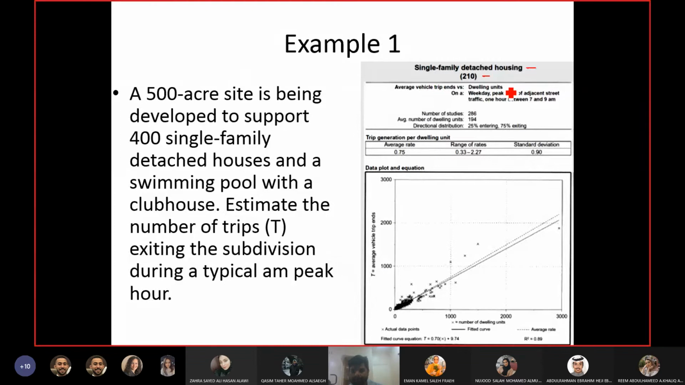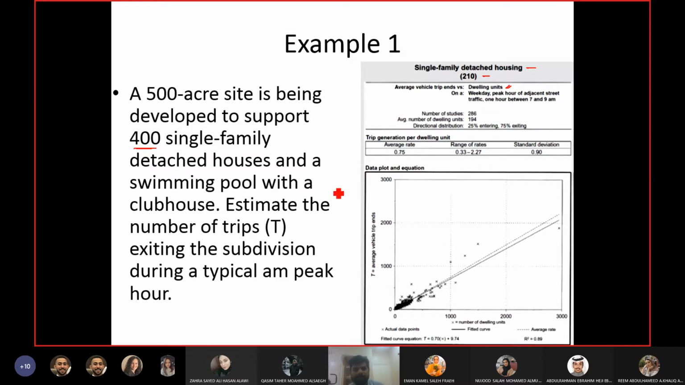So this is the type of land use. Which independent variable are you going to use for single family detached housing? The variable is dwelling units. How many units are we going to build? 400. We are going to build 400 units.